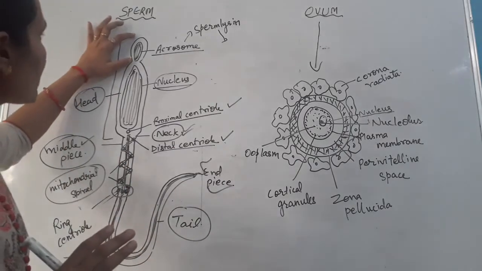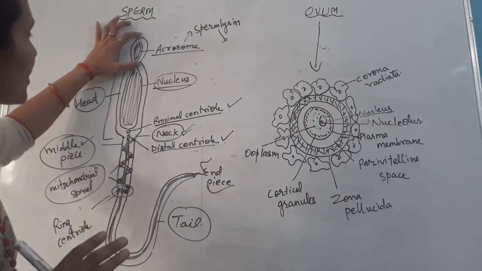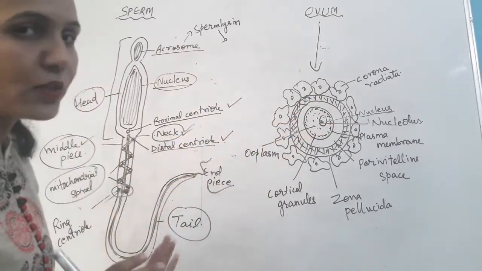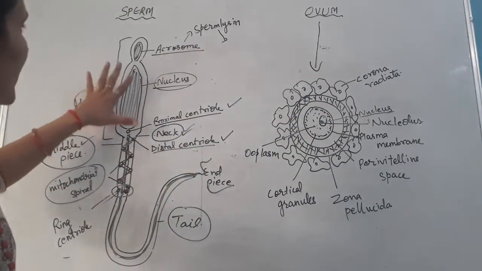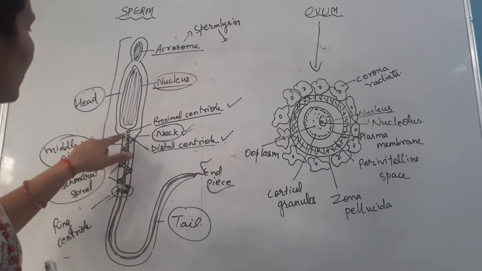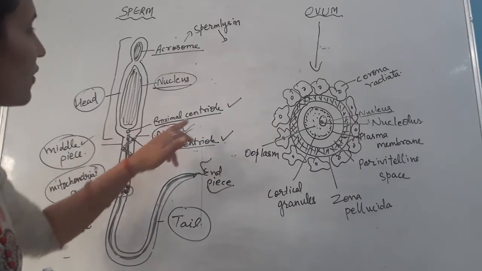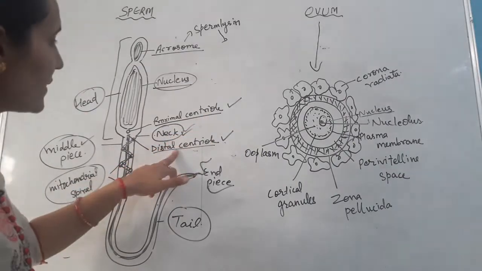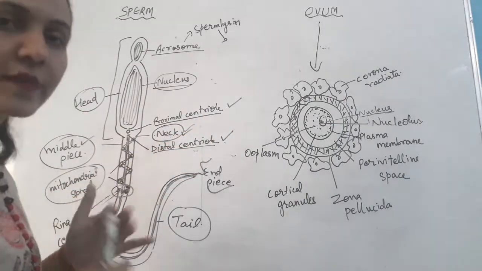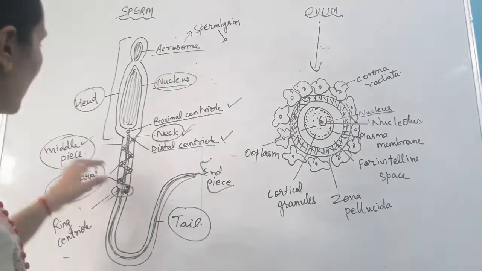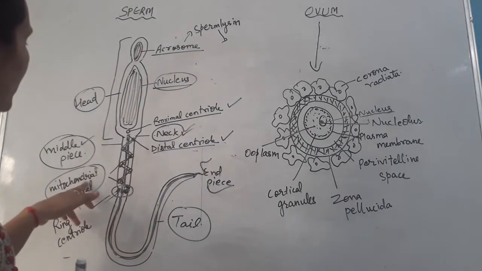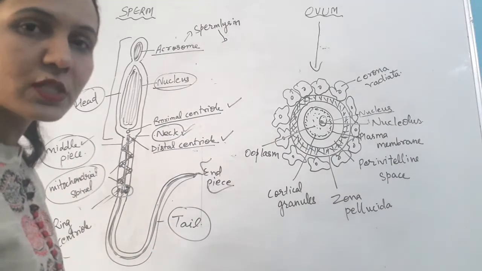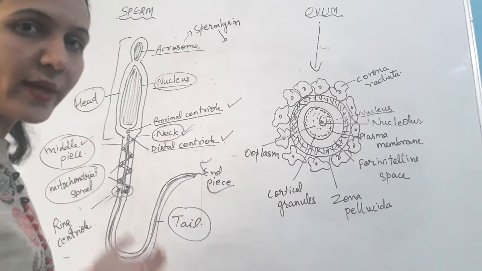So the acrosome is the anterior portion which is placed here. It consists of sperm lysine, which degrades or penetrates the layer of the egg during fertilization. Next, it has a large nucleus. After that, there is a neck region which comprises the proximal centriole, required for the first cleavage of the zygote, and the distal centriole, required for the formation of the axial filament in the sperm. Next is the middle piece, which comprises the axial filament as well as the mitochondrial spiral, which provides energy for the sperm during movement.